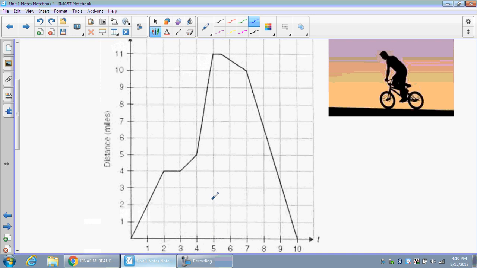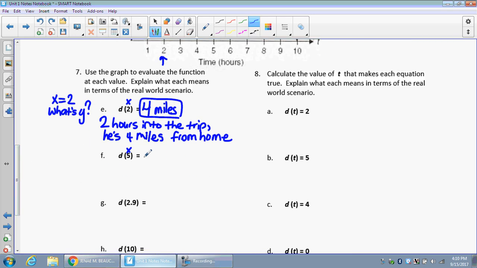Here's 5. And I'm going to go up, up, up until I hit the graph. Here we go. I just hit the graph, so now I look to see where I am on the y-axis, and I see I'm at 11. So now he's 11 miles. And I'll let you update your sentence. So 5 hours into the trip, and you can finish that up. He's 11 miles from home.